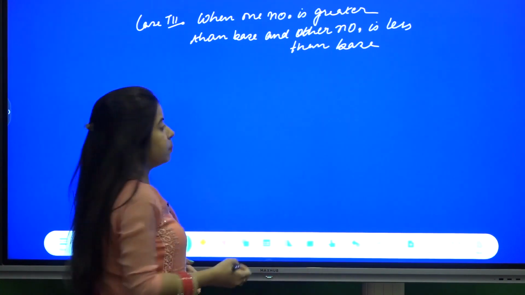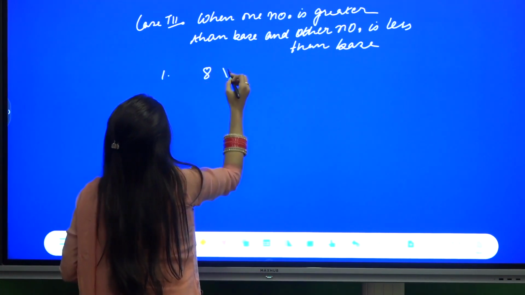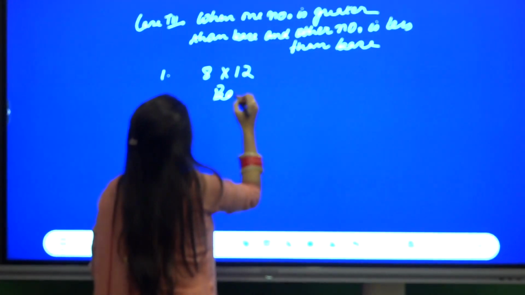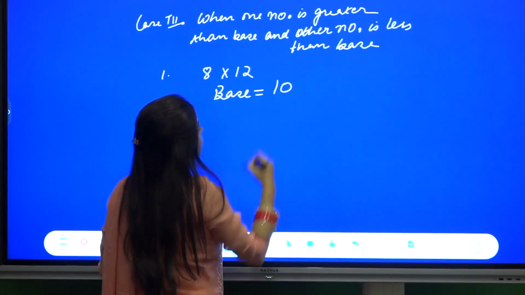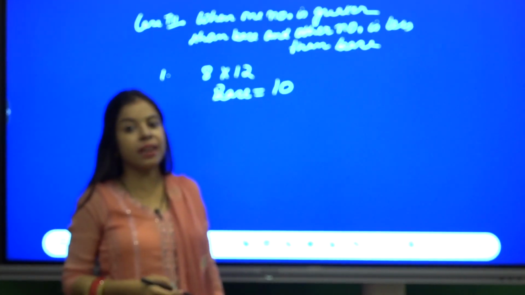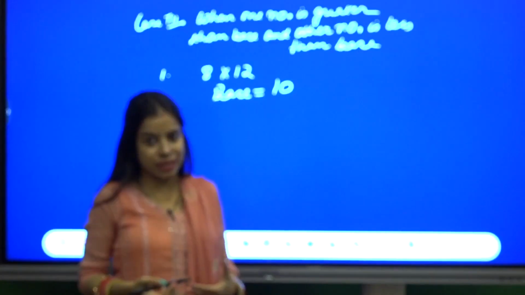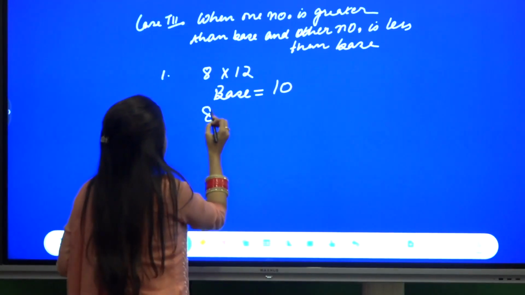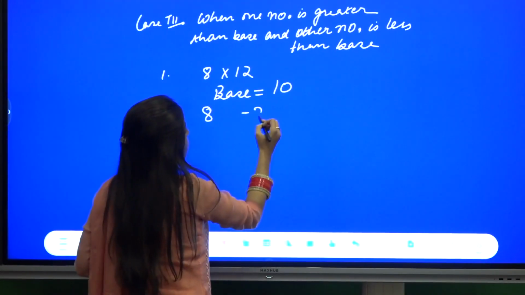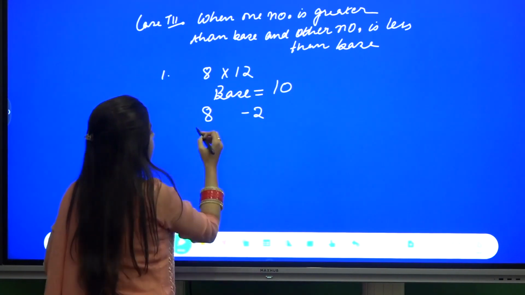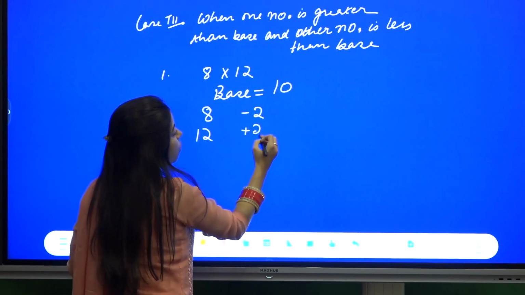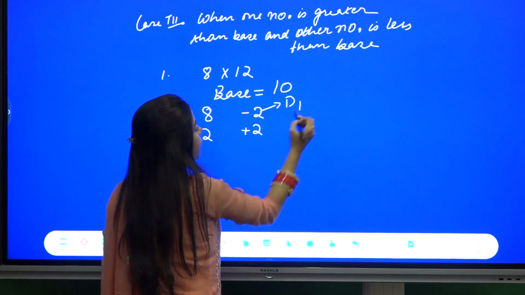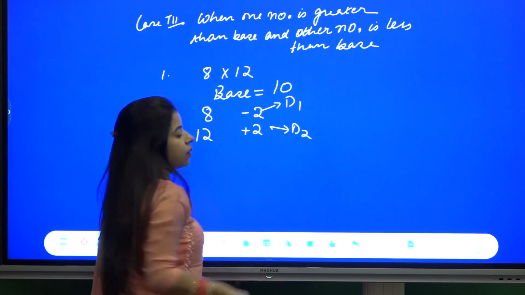Let us take an example, say 8 into 12. Here the base is 10 as both the numbers are closer to 10. 8 is less than 10 and 12 is greater than 10. So it falls under case 3, and we see that 8 is 2 less than 10 and 12 is 2 more than 10. Here minus 2 is deviation 1 and plus 2 is deviation 2.